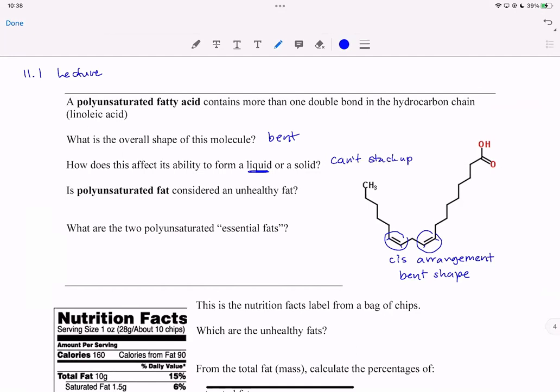It could not really arrange these perfectly to stack up. The straight shapes can easily stack up, okay? And so this polyunsaturated fat is not considered an unhealthy fat. It's a healthy fat, okay? In fact, 2 polyunsaturated fats are essential fats, and essential fats is the human body needs these, but you can't produce them. So you have to eat them.